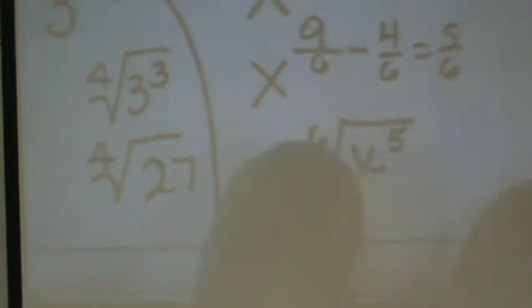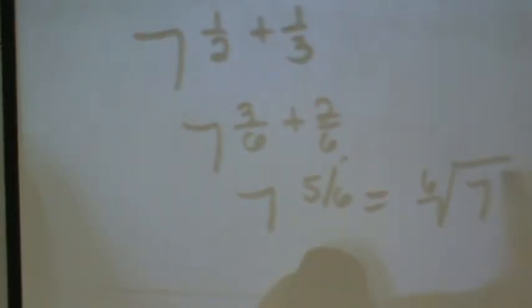Okay, one more. We have 7 to the 1/2 power times 7 to the 1/3 power, just like the first one. You're going to keep the base the same and add. What's a half plus a third? Is it 5/6? So it's the 6th root of 7 to the 5th. Questions?